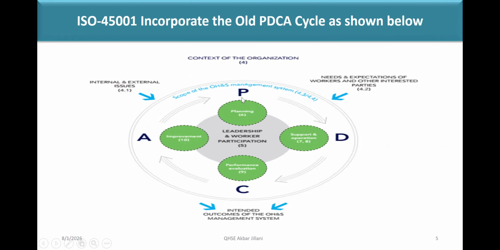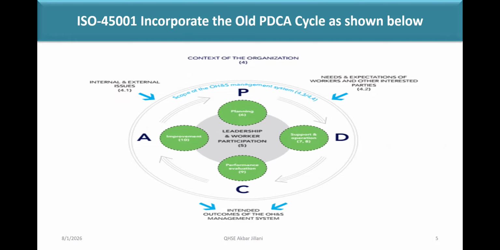These are the planning part along with class number 6. So 4 and 6, and also combining 5, they make the P part: context of the organization, leadership and worker participation, and the 6th one is planning. So this forms the P part.